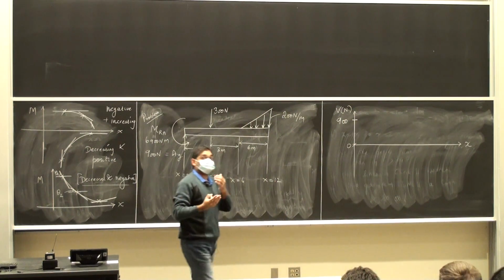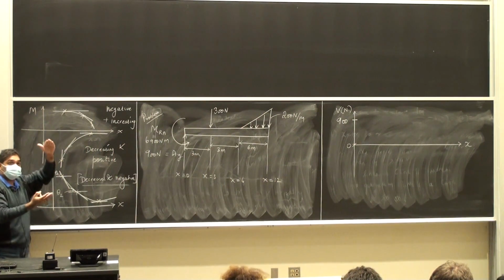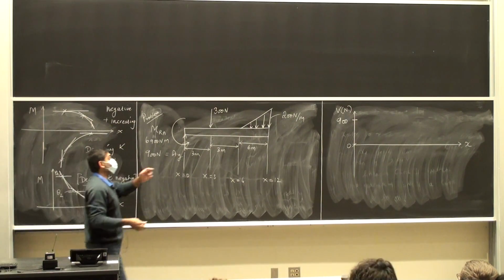What's the magnitude of that force? 900 newtons. So I just draw a straight line marking 900 newtons on the plot. Does this make sense to everybody?